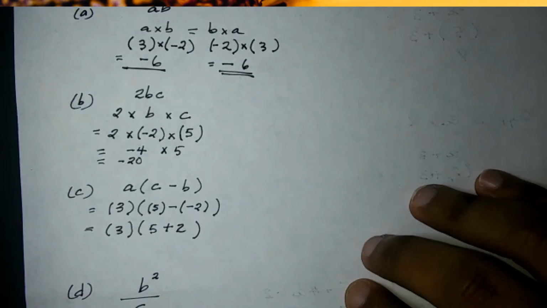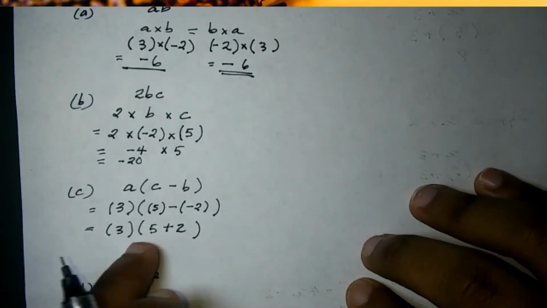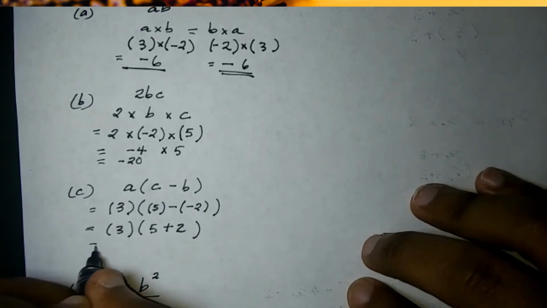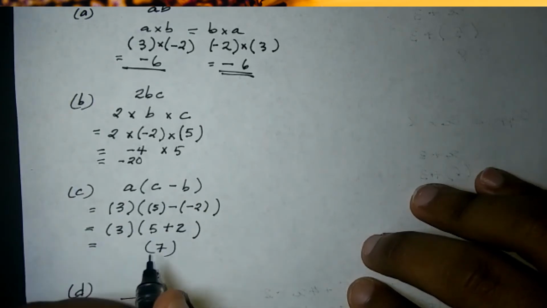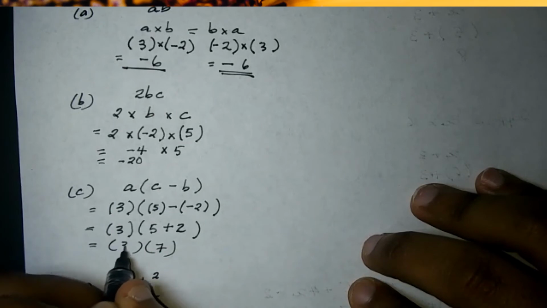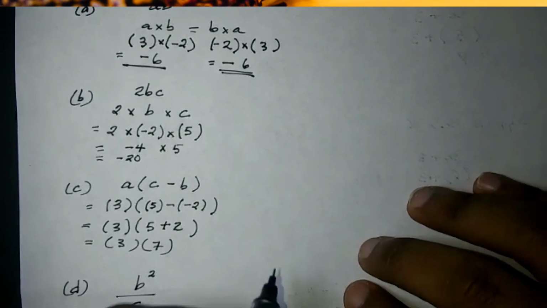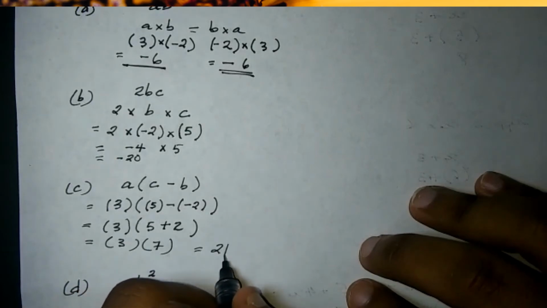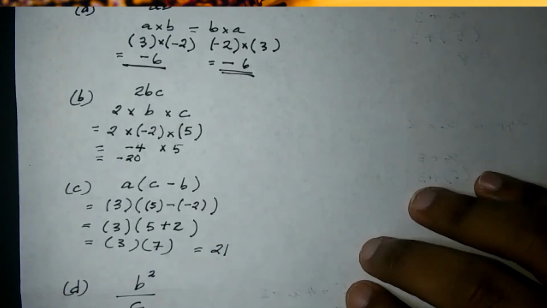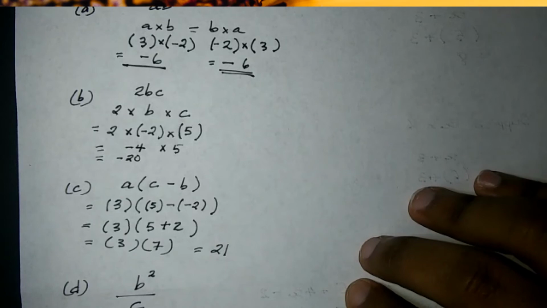Now great. Can I simplify this any further? I could deal with what's inside the brackets here. 5 plus 2 will give us 7. And then I'm multiplying it by what's on the outside. So 3 times 7 will give us 21. Easy, don't it? Let's look at the last one.